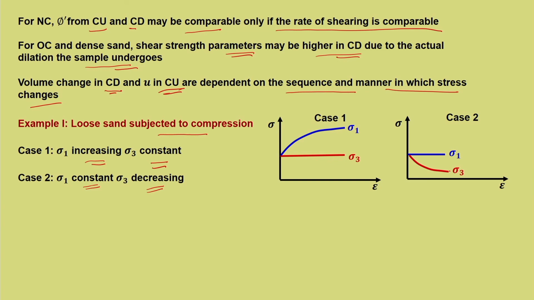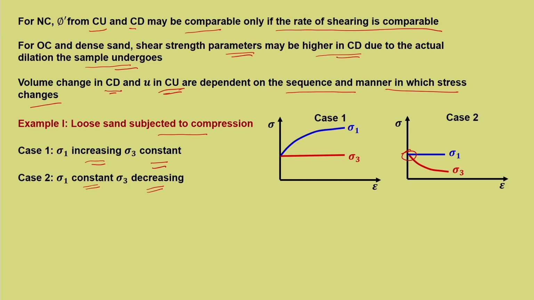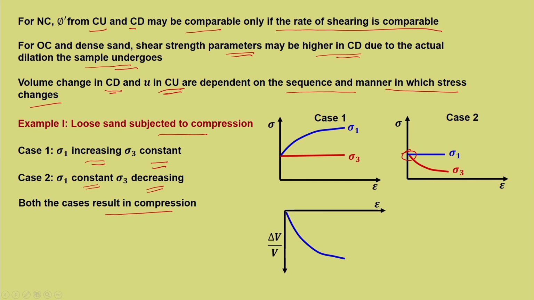So, what is happening if you have a cylinder which is acted upon by sigma 1 and sigma 3, which may be equal in the beginning, that is what this particular point is. The axial stress is kept constant and sigma 3 is released. So, when it is released, the tendency of the sample is to compress. So, both case 1 and case 2 result in compression.